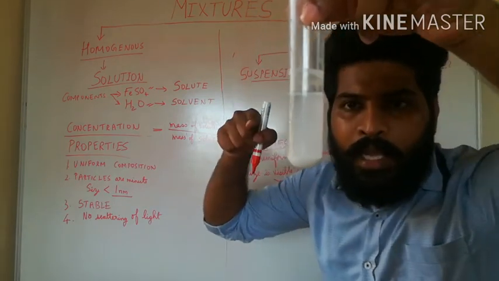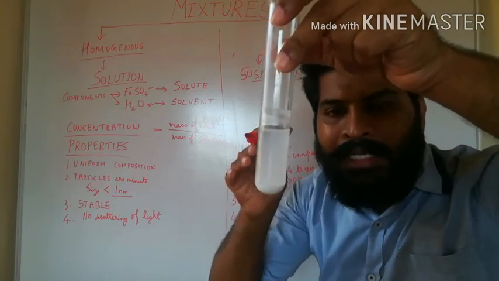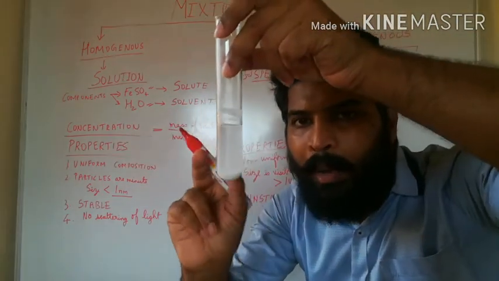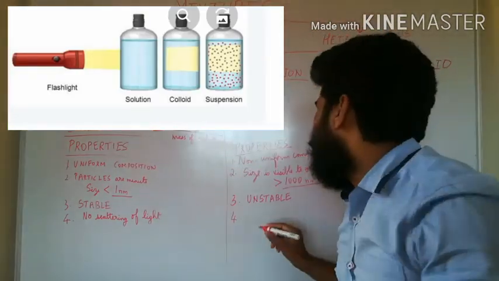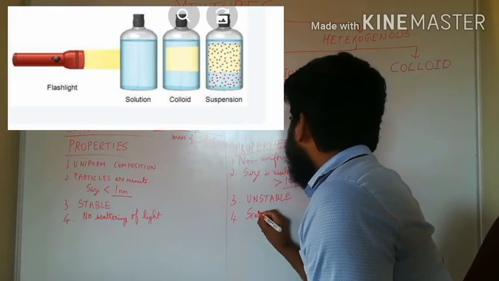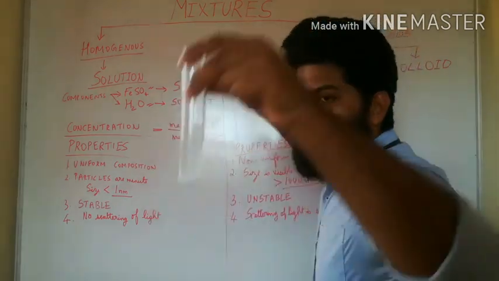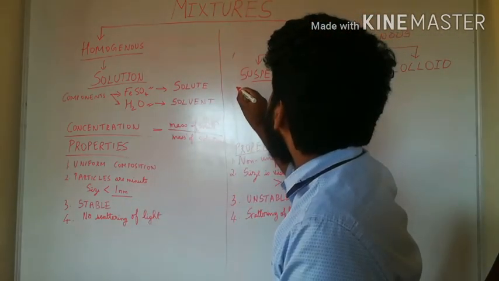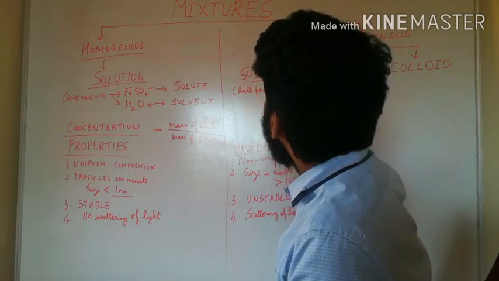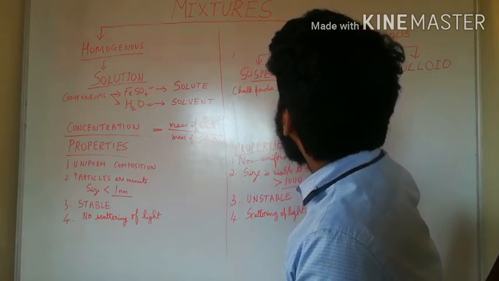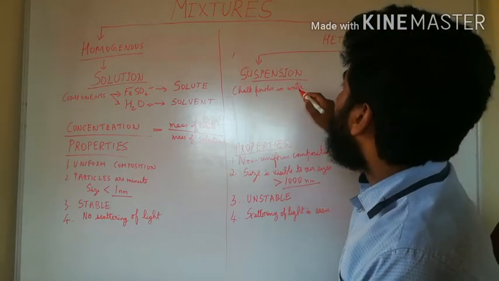And if you pass a beam of light through this mixture, scattering of light is seen. Why? Because particles are bigger in size, light will hit these particles and it will scatter. So scattering of light is visible. Examples for suspension: let us say chalk powder and chalk powder in water. So this would be an example of a solid in liquid suspension.